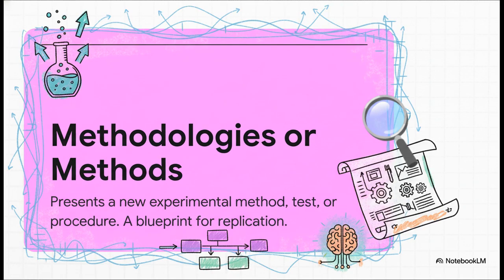Then you have methodology articles. Now, these are really cool. They aren't about the results of the science, they're about the how. They are the detailed instruction manuals, the blueprints. If a researcher invents a totally new way to do an experiment, they publish a methods paper so that everyone else can use their new tool. It's the ultimate show your work paper.